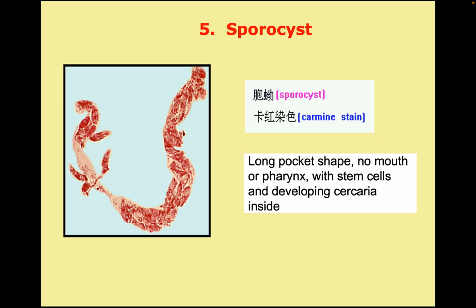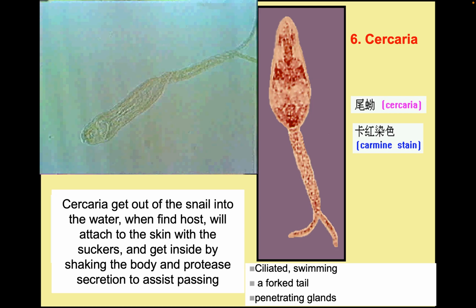And next, you are looking at the sporocyst. The sporocyst is in a long pocket shape, and there's no mouth or pharynx, and inside are the stem cells and developing cercariae. This is the form that develops in the snail, which is the intermediate host. The freshwater snail is the intermediate host for this blood fluke.